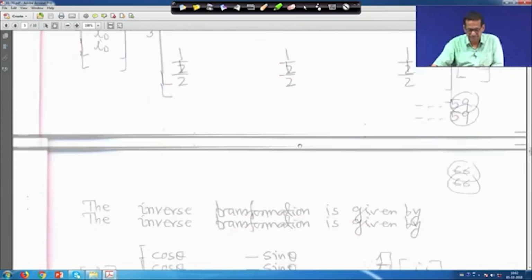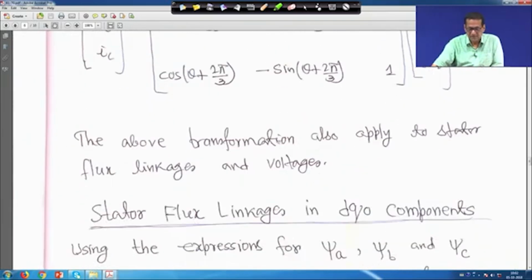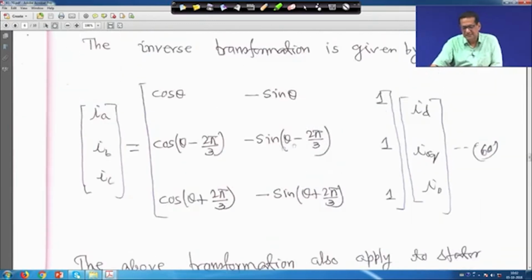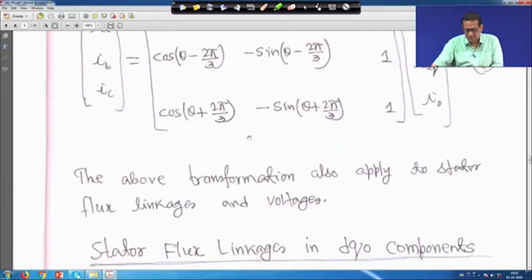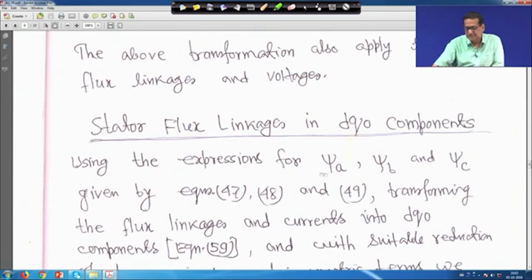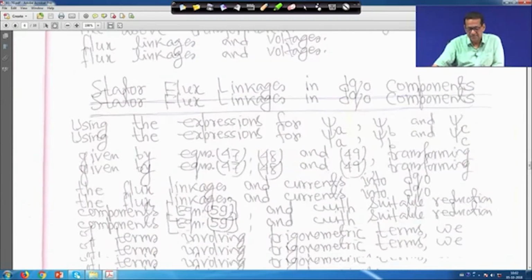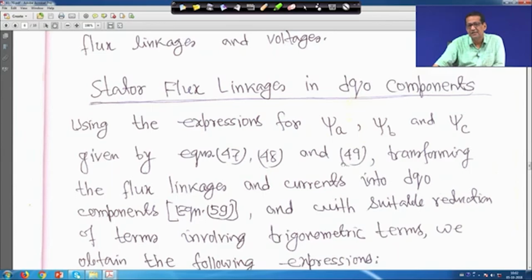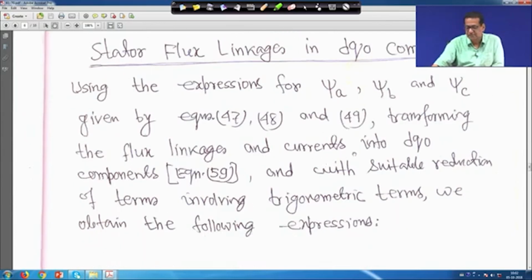The above transformation also applies to the stator flux linkages and voltages. This is the same for stator flux linkages as well as the voltages. So, using the expressions for psi A, psi B and psi C given by equations 47, 48 and 49 that we have seen, transforming the flux linkages and currents into DQ0 components, and with suitable reduction of the trigonometric terms, we obtain the following expression.